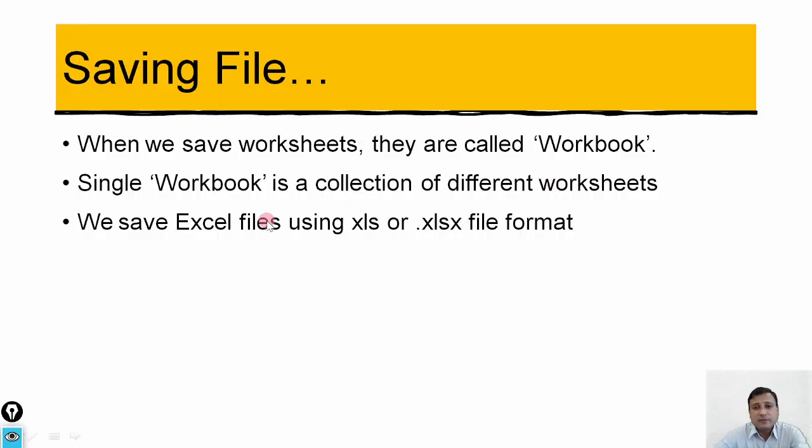So how do we save the file? When we save a worksheet, it is called a workbook. A single workbook is a collection of different worksheets. Yes, there are different worksheets in a single workbook, and we save Excel files using the .xls or .xlsx file format. Fine. So this is the way that MS Excel goes.